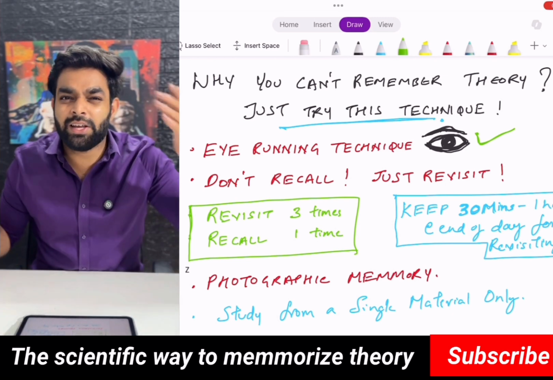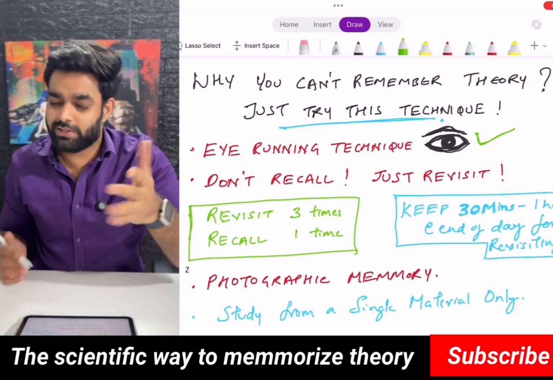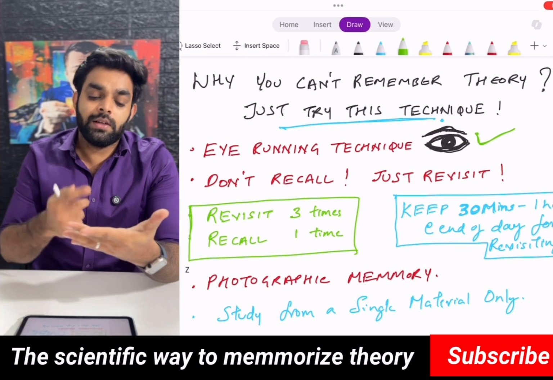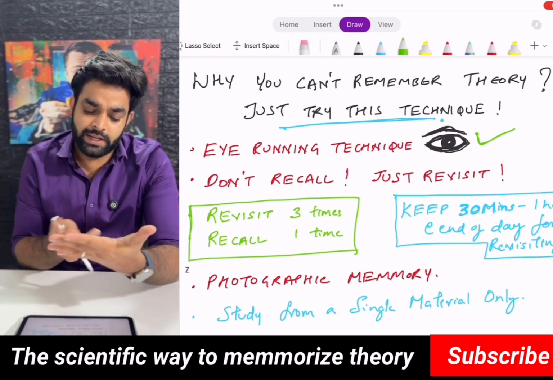So it's not frustrating. Recalling is frustrating, reading is not frustrating. You just read through it. Don't even recall one question. Just revisit and go. And the next day morning, before you start learning the second chapter, spend another 10 minutes to revisit the first chapter. Don't recall, just revisit. Just read it and go.